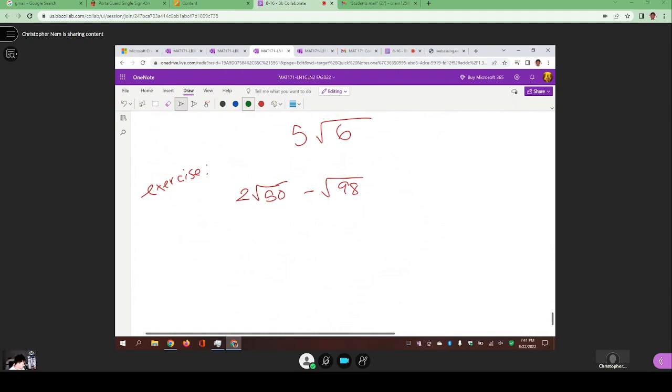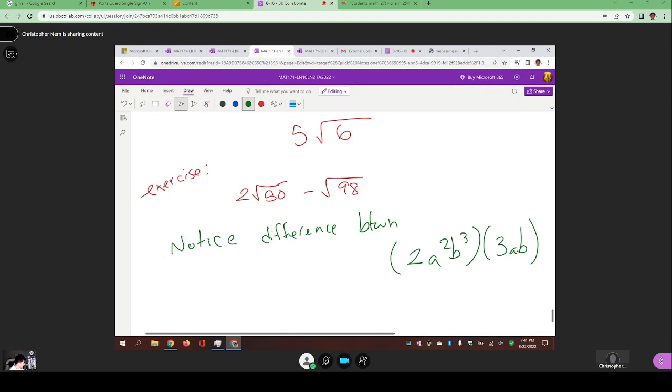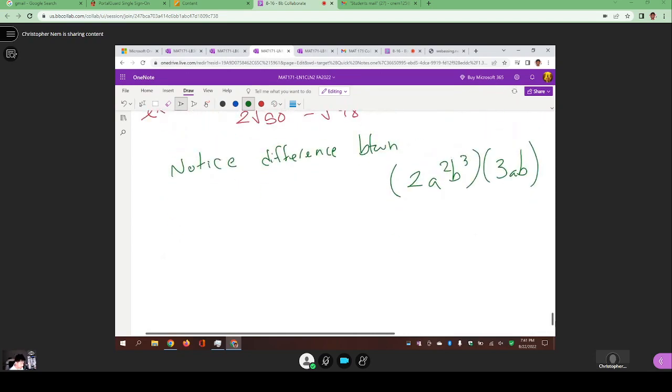And the main thing I want you to get out of multiplying and subtracting is to notice the difference, because some people will make that mistake. The difference between 2a squared b cubed times 3ab and 2a squared b cubed plus 3ab. I want you guys to notice the difference between multiplying and adding.